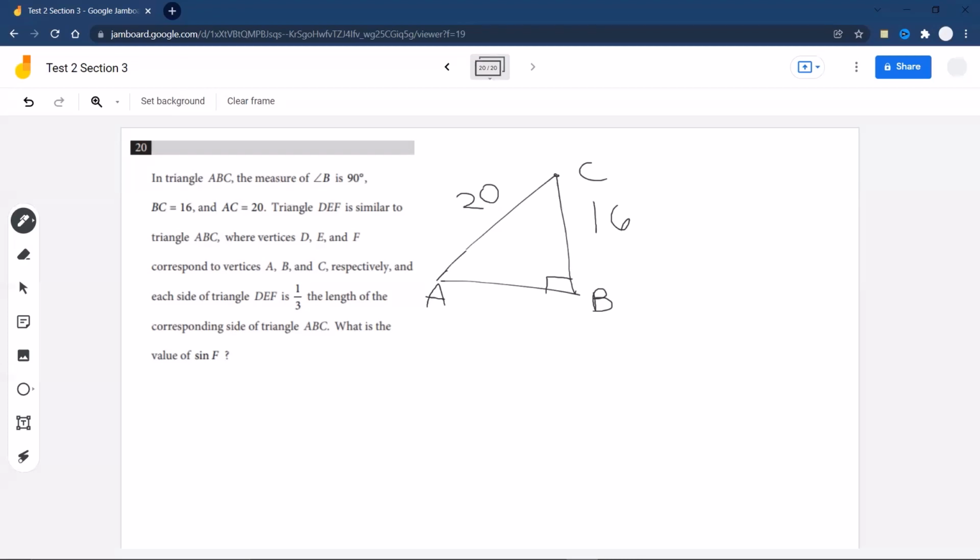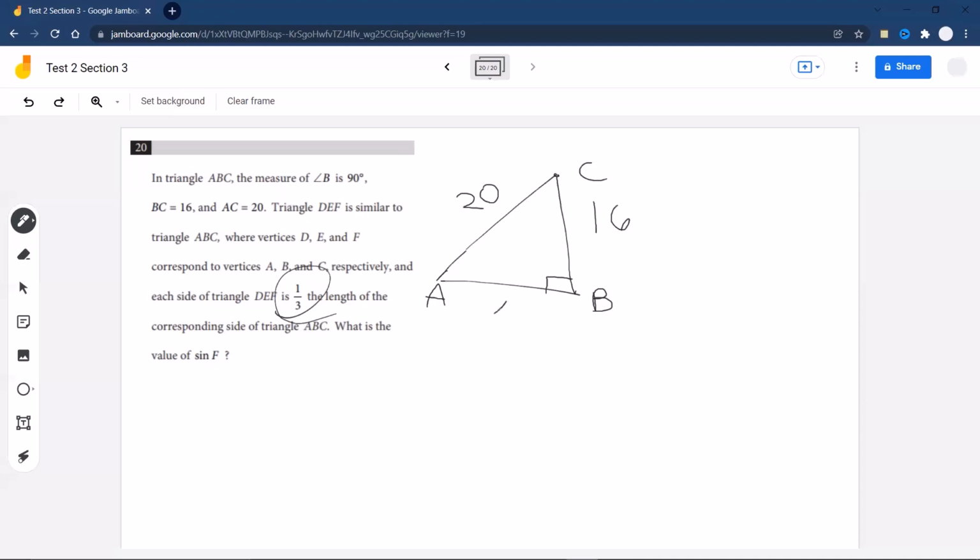Triangle DEF is similar to triangle ABC, and the vertices are corresponding. But we know that since they're similar, they have to be in a ratio, and each side of DEF is 1/3 of the length of the corresponding sides of triangle ABC. Well, before we do anything with DEF, let's find AB. Because if we don't find AB, we're going to have some problems. So we can see clearly that this is going to be a Pythagorean triangle. The reason for that is our sides are 20, 16, and then some side x. But if we divide everything by 10, then we see our sides are in ratio of, maybe this is a bit complicated. We'll just use the Pythagorean theorem.